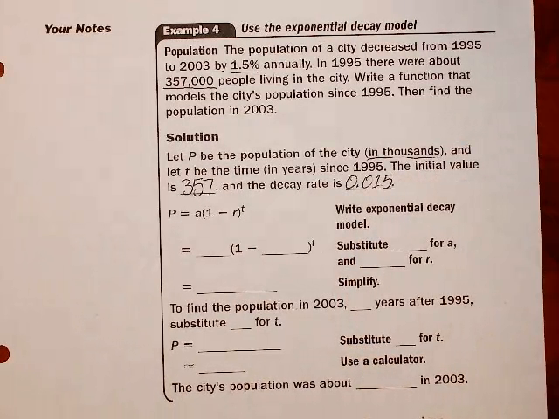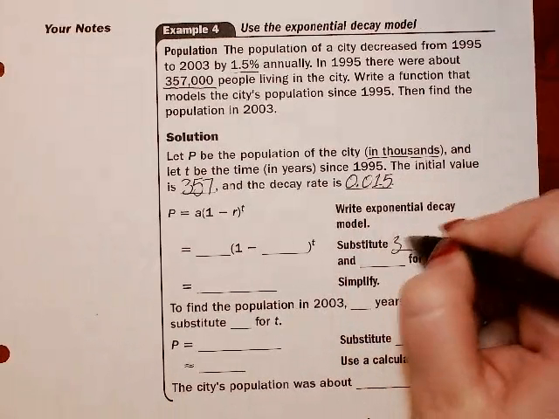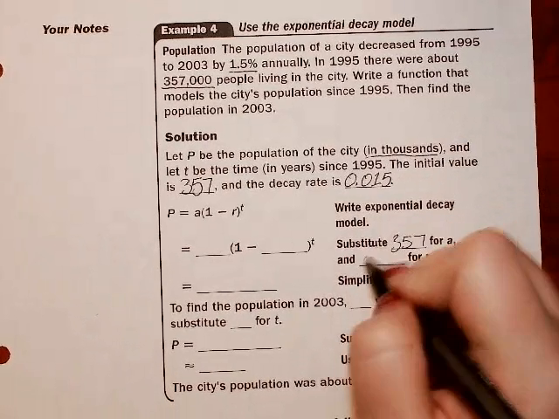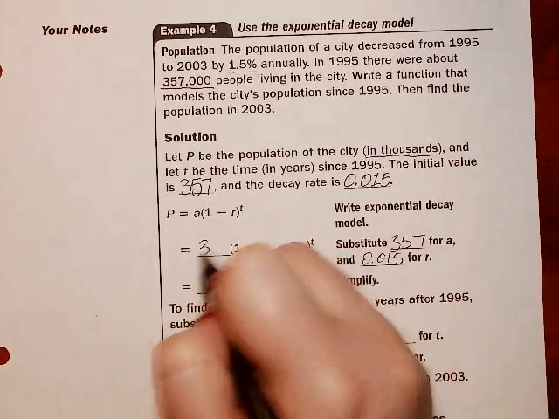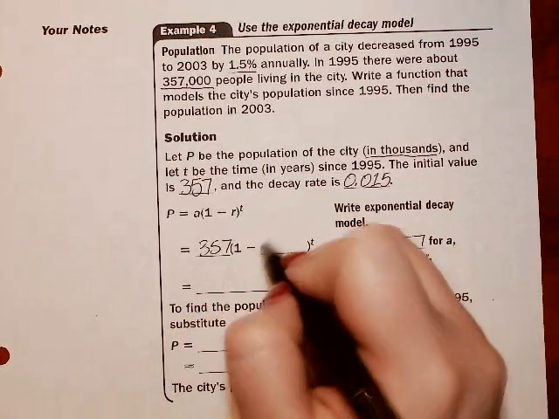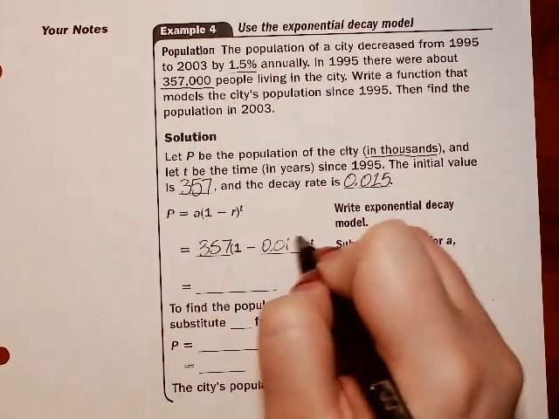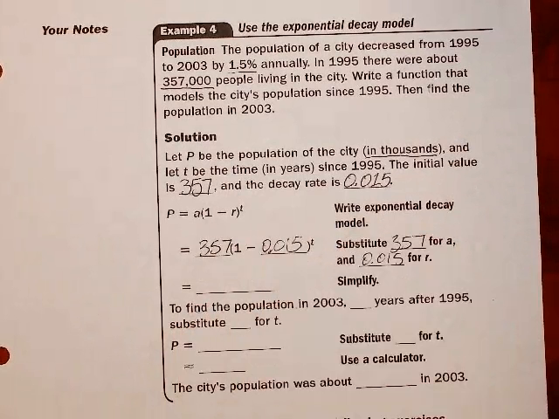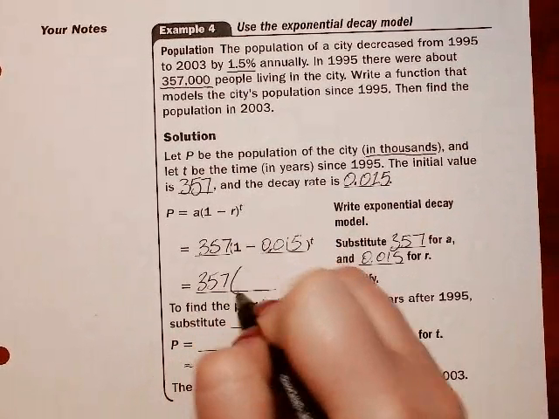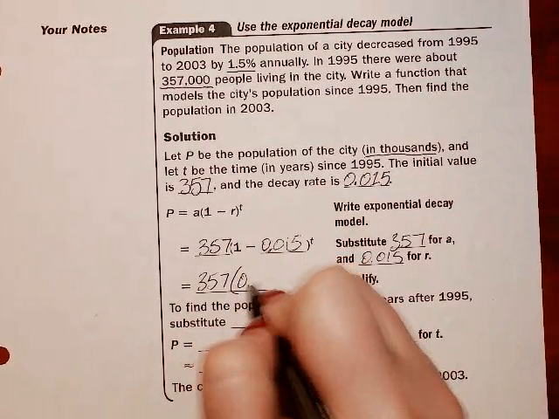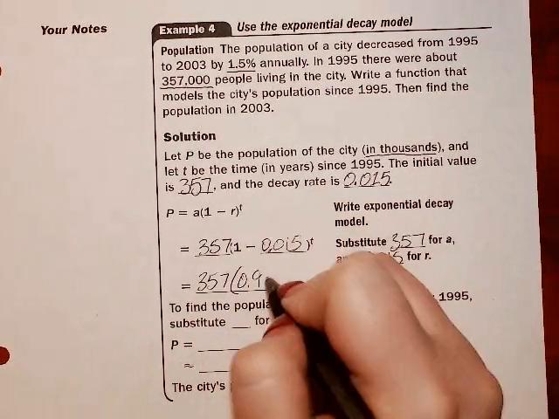Now we are going to substitute 357 for a and 0.015 for r. So 357 times (1 minus 0.015), just like that. Now we simplify. So 357 times 0.985 to the t power.